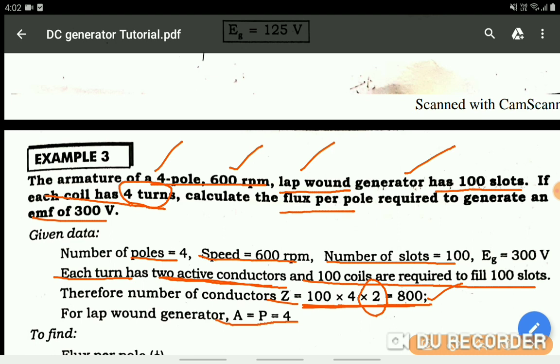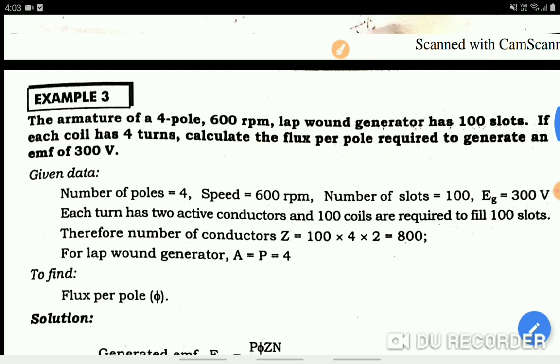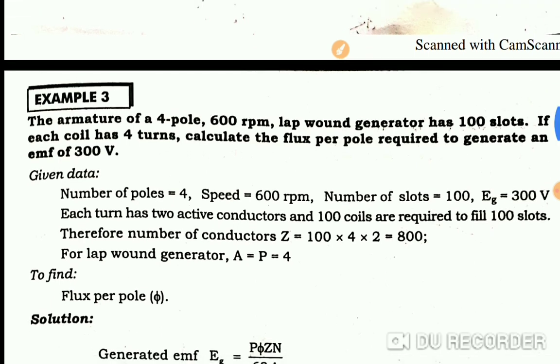This is a simple information given. From this given information you have to make a calculation for Z, and this is one more model. So keep everything in mind. Go through the problem at a glance, how we make Z as 800. Then one more information given here is the EMF. So EG equal to 300 volt. What is asked here? We need to find the flux per pole, that means phi.